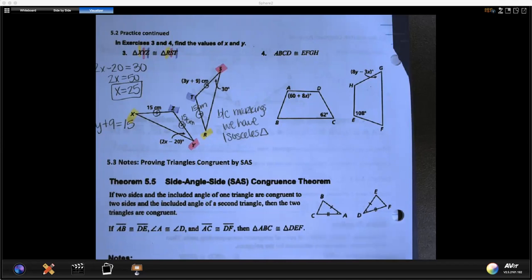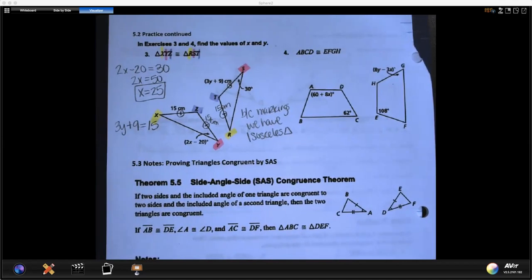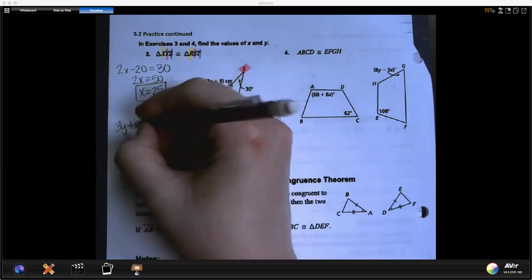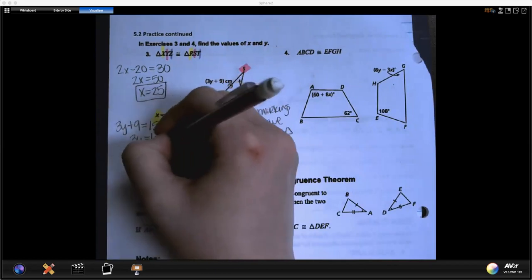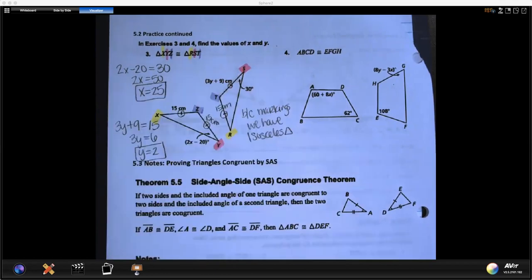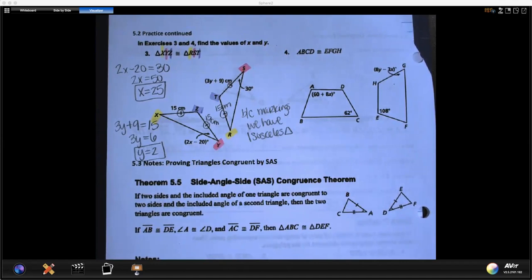All right, what does y end up equaling? 2. Good. Subtract the 9, you get 6. Divide by 3 and y equals 2. That is correct. All right, number 4, I want you to try it on your own. So I'm going to give you some time to try that on your own.